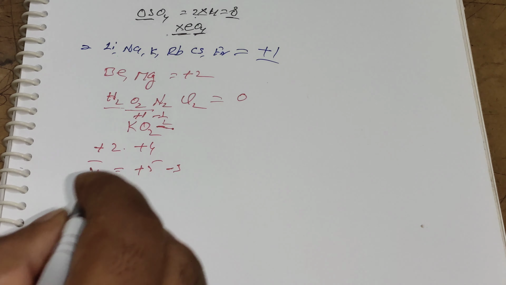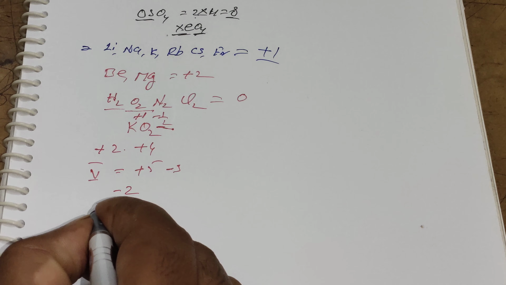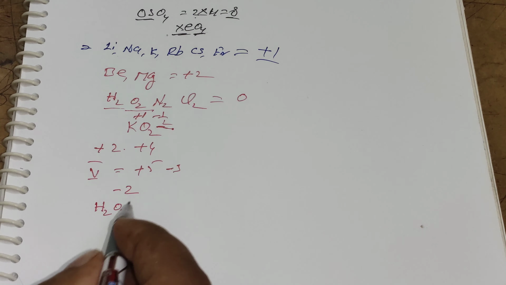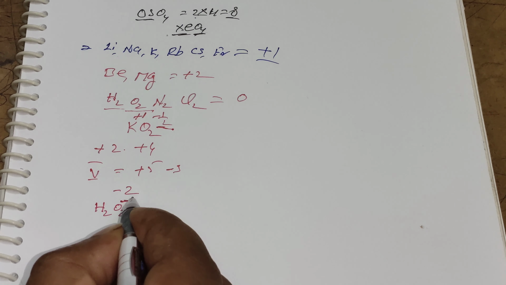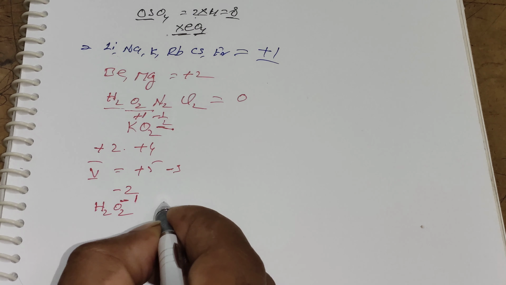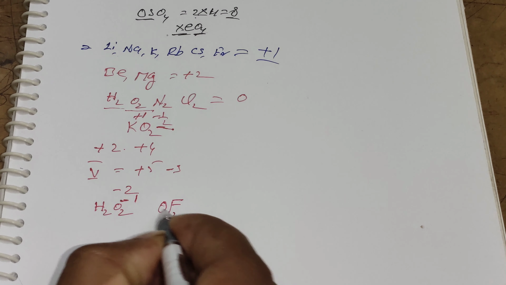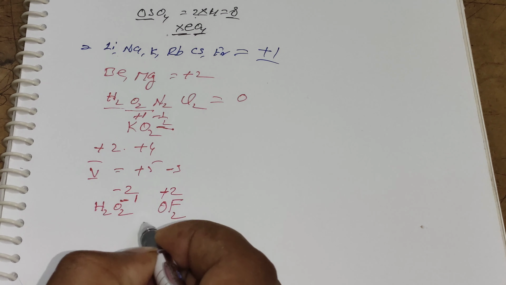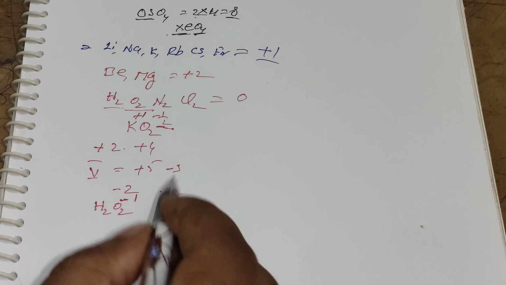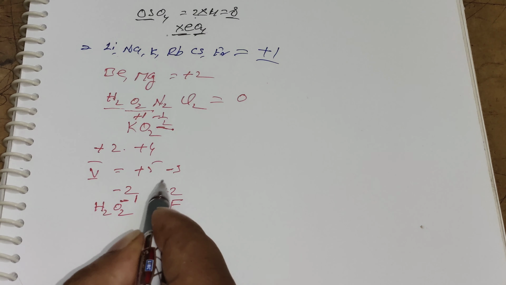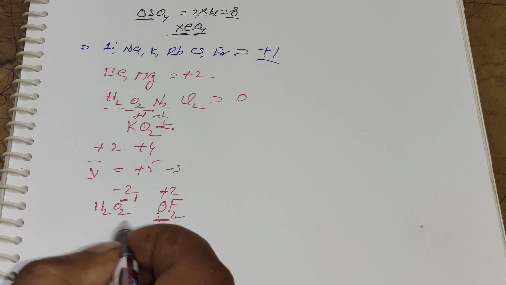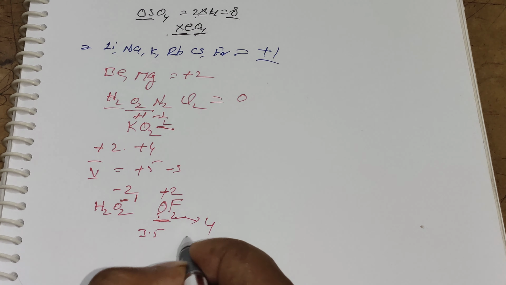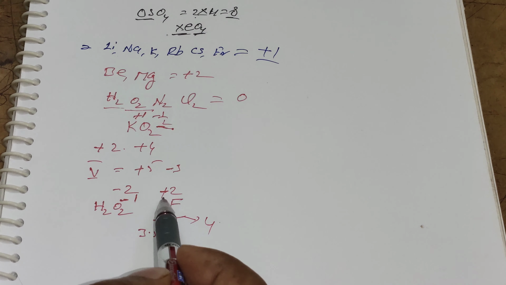But whereas oxygen in the peroxy bond like H2O2, oxygen in the peroxy bond like hydrogen peroxide, here the oxygen will show -1 valency. In OF2, the oxygen will show +2 valency. Why? Because in the OF2 molecule the oxygen has lower electronegativity compared to fluorine. Oxygen electronegativity is 3.5, whereas fluorine is 4. In this case the oxygen is acting as +2.